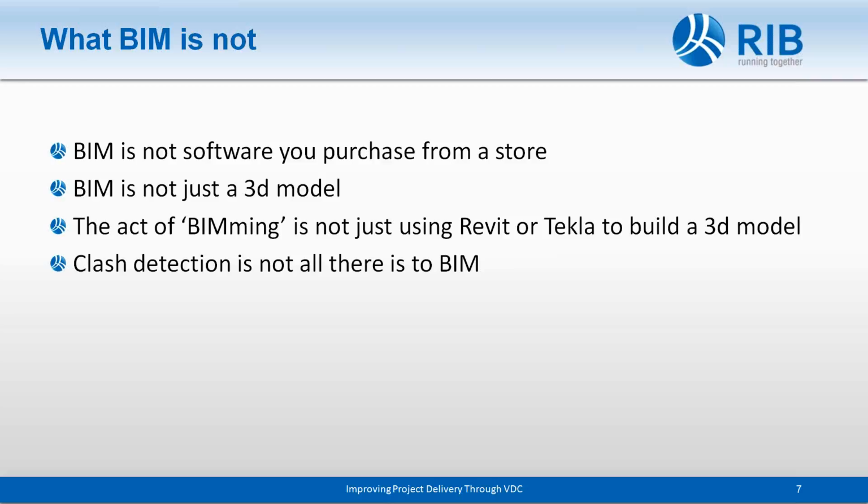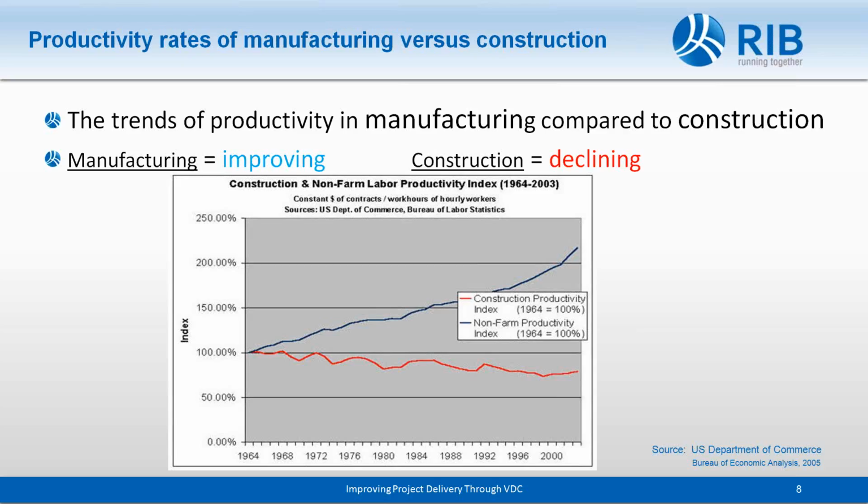I'm sure everyone has heard about clash detection. That's a good area of BIM, but that's not all there is to it. Again, I just wanted to get these things made clear. Okay, let's get back to waste and problems in construction as compared to manufacturing.